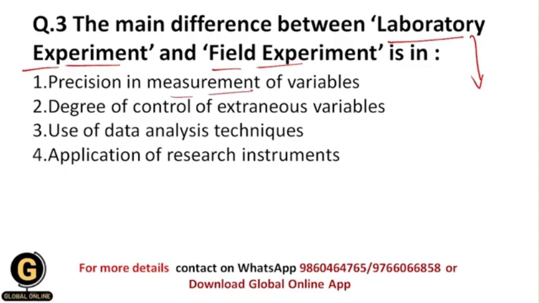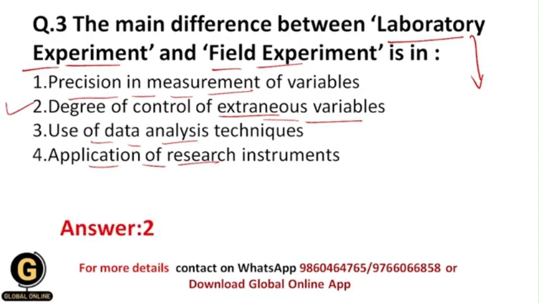Precision in measurement of variables, it means how precise the measurement of variables is. Then degree of control of extraneous variables, which I have told you in the explanation of this question. Use of data analysis techniques, then application of research instruments. So the correct answer for this is the second, as I have told you.